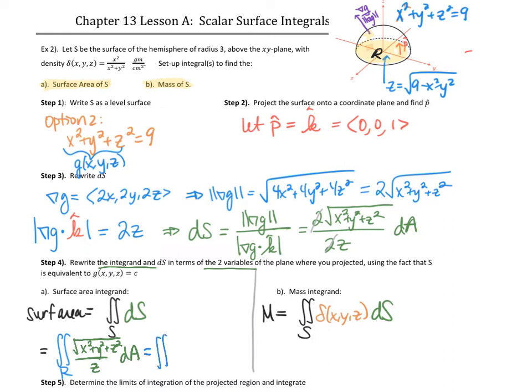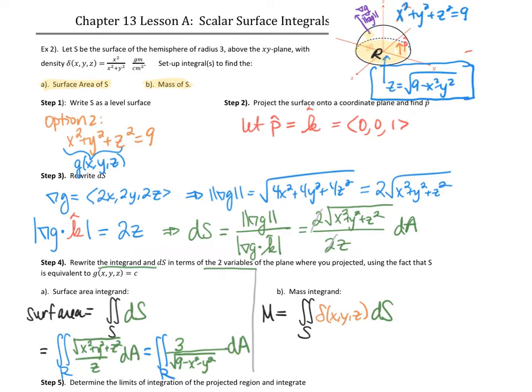So I need to go back, and this is where I'm going to take into account that on the hemisphere up here, z is equal to the positive square root of 9 minus x squared minus y squared. I'm going to replace that inside this integrand. So I now have the square root of x squared plus y squared plus 9 minus x squared minus y squared, which is going to end up just giving me 3 in the numerator. In the denominator, I'm replacing it with z, which is the square root of 9 minus x squared minus y squared, and then dA. I don't have my bounds yet, I just have my integrand. But now everything in my integrand is just in terms of x and y.